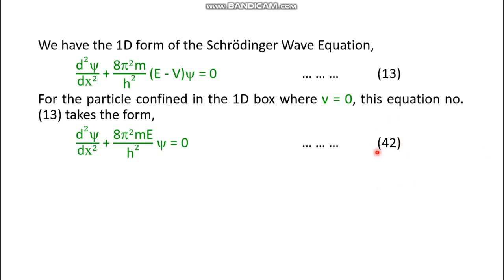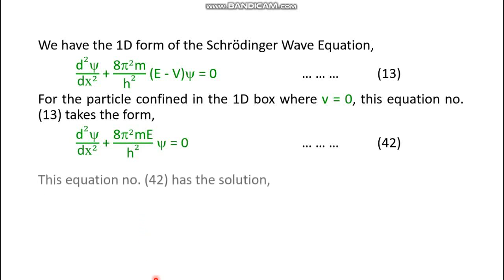Now this is equation number 42, because we ended at equation number 41 in the previous lecture, so as a continuation of the series, it is 42. And now this is a differential equation of the type d2y by dx square plus ky equals 0, and this type of differential equation has the solution y equals a sin root k x plus b cos root k x, and here k is 8 pi square m E by h square.